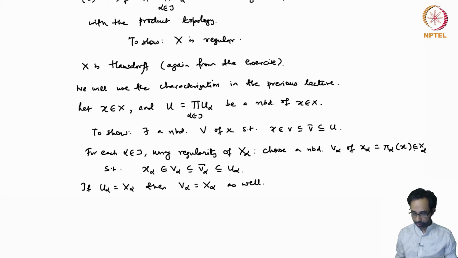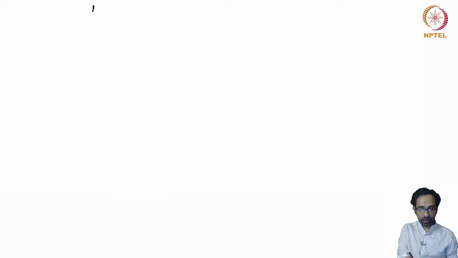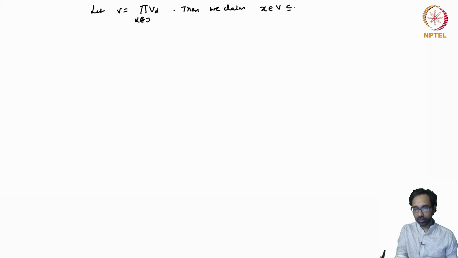And so now we claim that, let this V be a product of all these V alphas, and this is our required neighborhood of x that works. So then we claim that x is in V. It's a subset of V closure, and this is a subset of U.